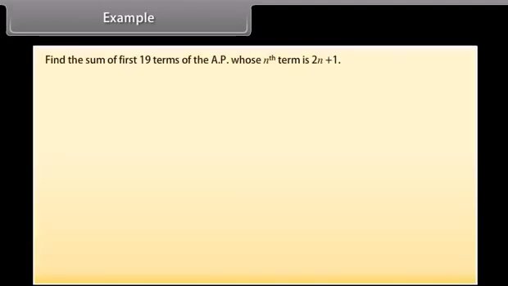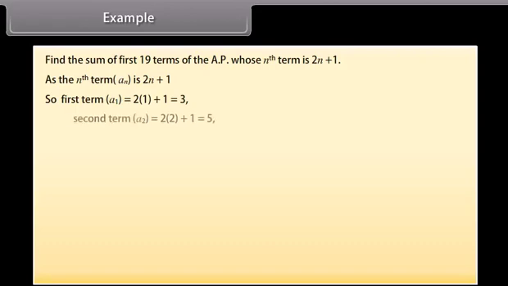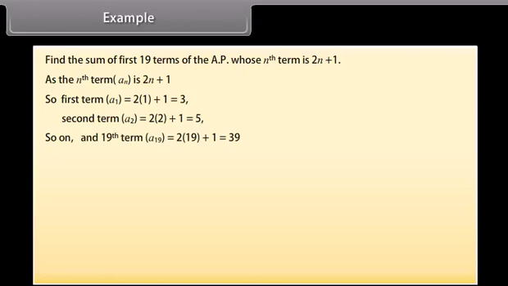Find the sum of first 19 terms of the AP whose nth term is 2n plus 1. As the nth term an is 2n plus 1, the first term a1 is equal to 2 into 1 plus 1 is equal to 3. Second term a2 is equal to 2 into 2 plus 1 is 5, and so on, and the 19th term is equal to 2 into 19 plus 1 is equal to 39. So the list of numbers we get is 3, 5, 7, and so on, 39.